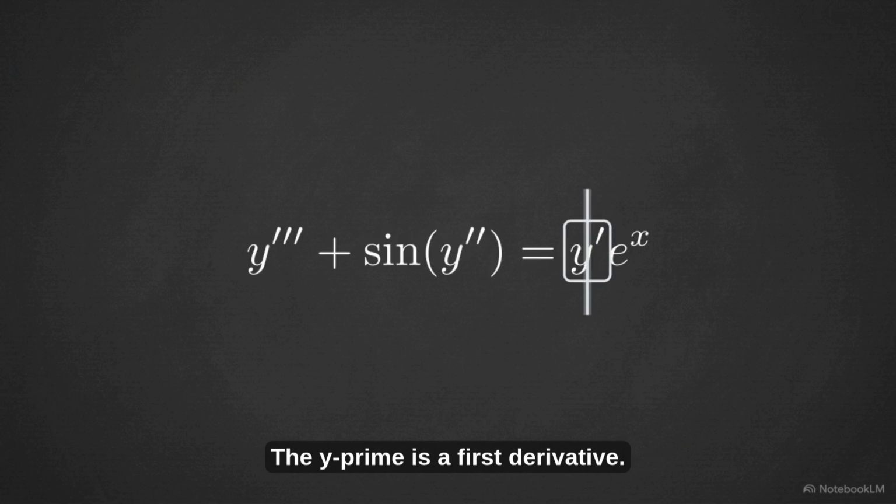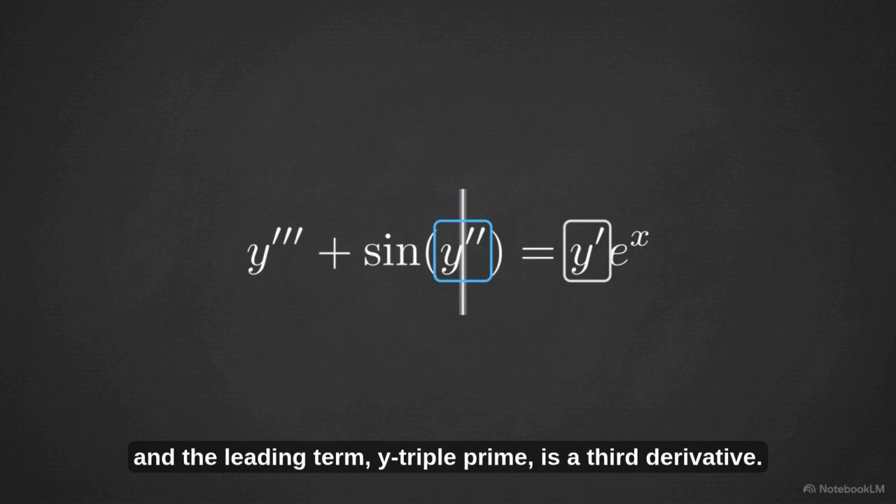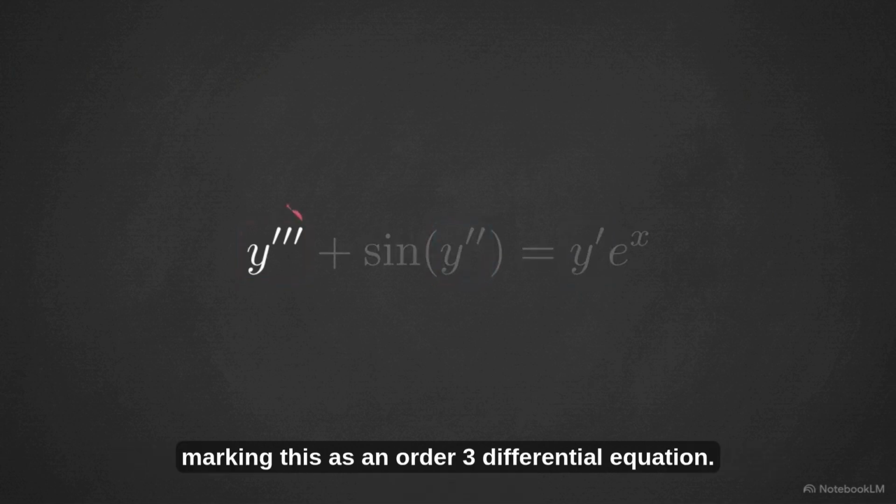The y prime is a first derivative. Inside the sine function, the y double prime is a second derivative, and the leading term, y triple prime, is a third derivative. The highest value we found during that sweep dictates the classification. We isolate the third derivative, marking this as an order 3 differential equation.